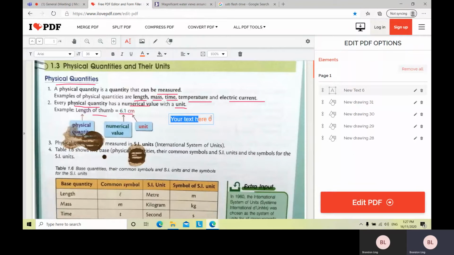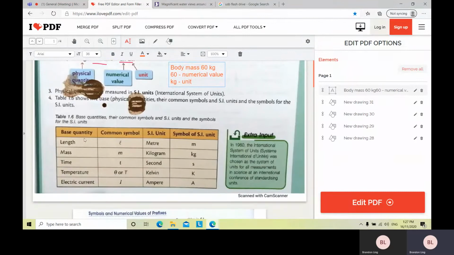Let's say you are measuring your body mass, and my body mass is 60 kilograms. So 60 is my numerical value and kilogram is my unit. Number 3, physical quantities can be measured in SI units. SI units means International System of Units.